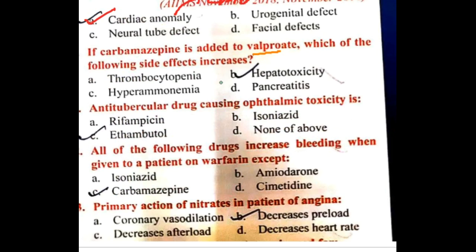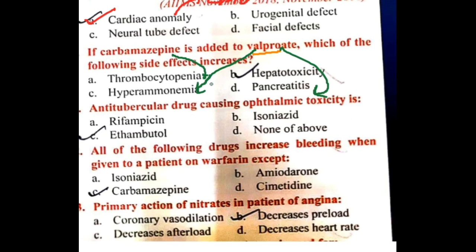Okay, see, valproate will cause pancreatitis, but carbamazepine does not cause it. Thrombocytopenia is seen in carbamazepine, that is, aplastic anemia and thrombocytopenia are seen in carbamazepine. Okay, then hyperammonemia is actually a side effect of valproic acid.